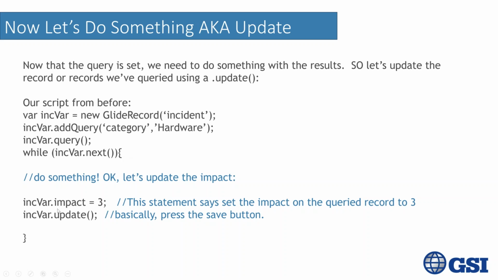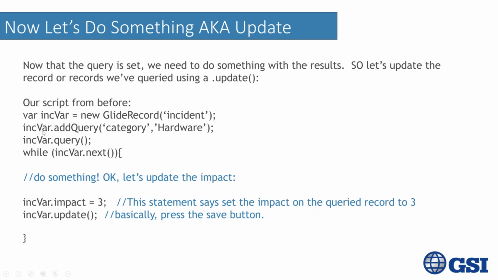So what are we going to do? Just to pull one out of our hat, we're going to update the impact to 3. So incvar.impact, that's the field name. So this is our record that we have open, right? Set the impact to 3. And then if we just left it there, it would do that, but it wouldn't actually save it. So we need to press the save button, and that's incvar.update, right? Incvar.query is run the query, incvar.update is update the record, save it.